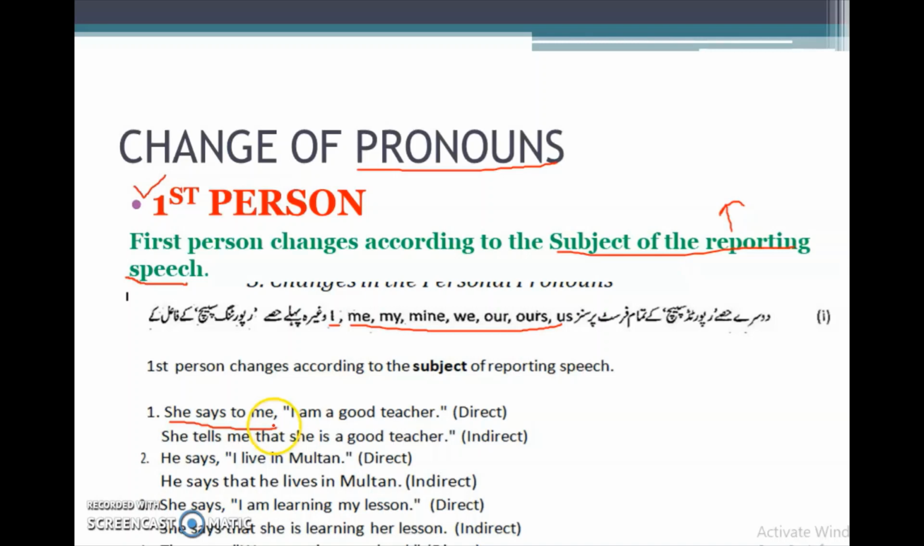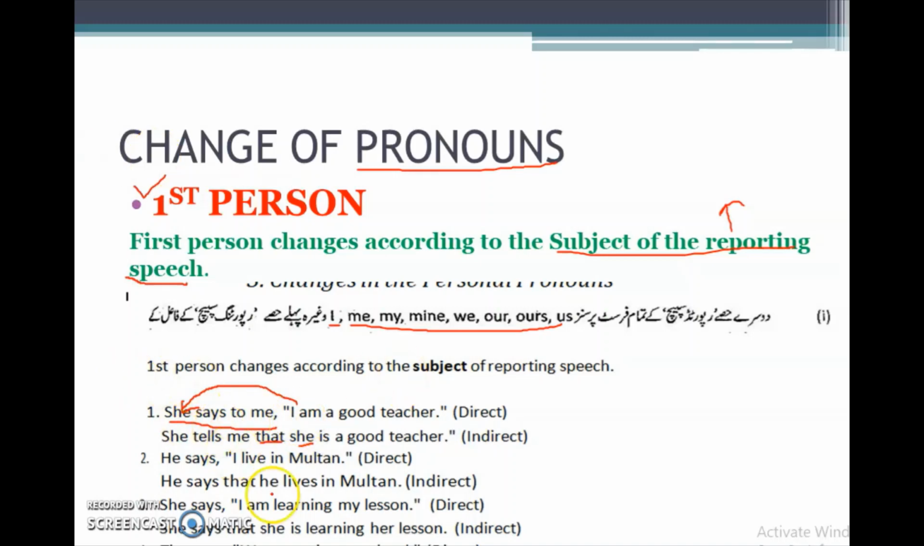She says to me, this is the first part, also called reporting speech. I am a good teacher. I is a first person. So the first person will change according to the subject, that is she. Here you can see, she tells me that she is a good teacher. We have added that to remove the inverted commas, and according to the subject, we have changed the first person. So in this way, we will change the first person.